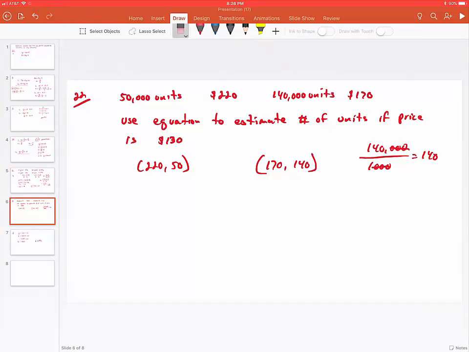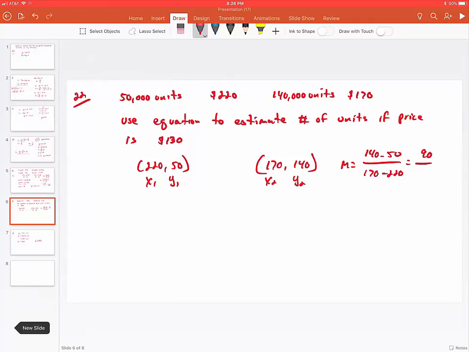So the next thing we're going to do is just go ahead and find the slope. So this is my x1, y1. This is my x2, y2. So my slope is equal to 140 minus 50 over 170 minus 220. And so we're going to go ahead and subtract both of these. So we get 90 over negative 50. And so we get negative 9 over 5 as the slope for this particular answer. So 140 minus 50 is 90, and then 170 minus 220 is negative 50. So it's negative 9 over 5. We can cancel out the zeros.